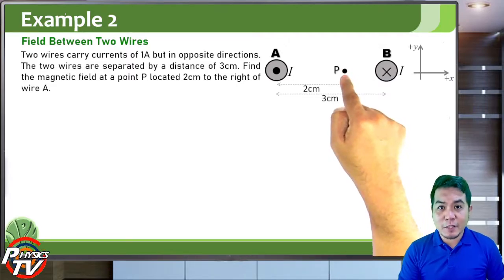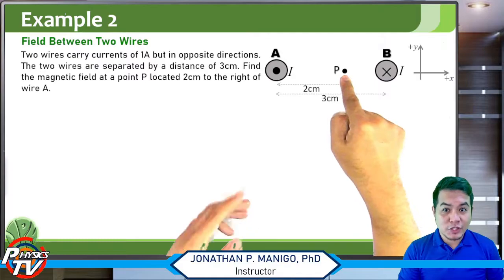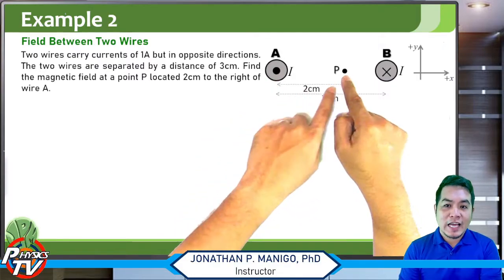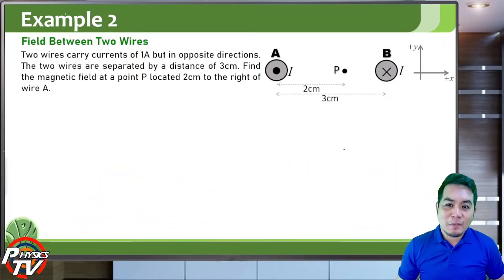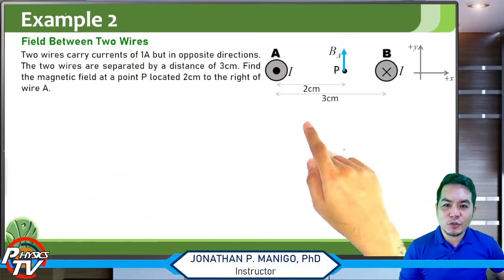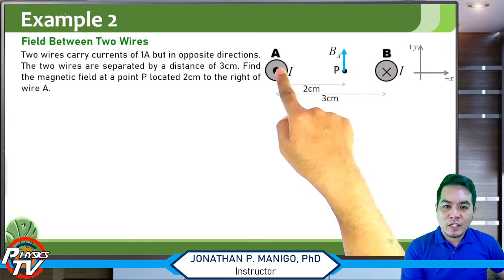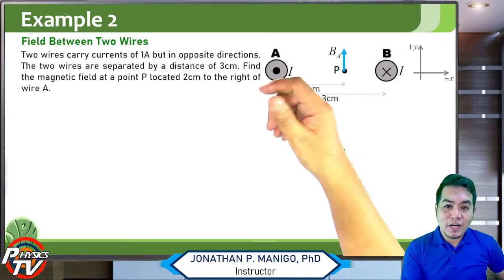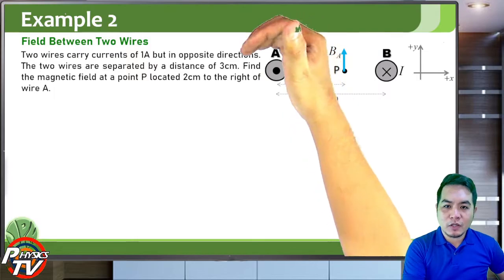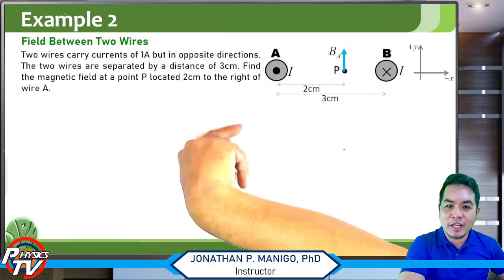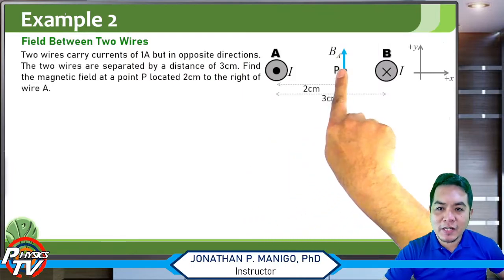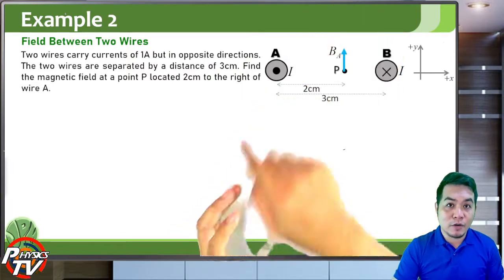So the magnetic field at this point will now be a superposition of the magnetic field due to wire A and the magnetic field due to wire B. So you just need to add those two magnetic fields. By virtue of the right-hand rule, the current in wire A is out of the page, meaning it will curl around in a counterclockwise direction. Counterclockwise meaning at point P, the direction of the magnetic field due to wire A is upward.